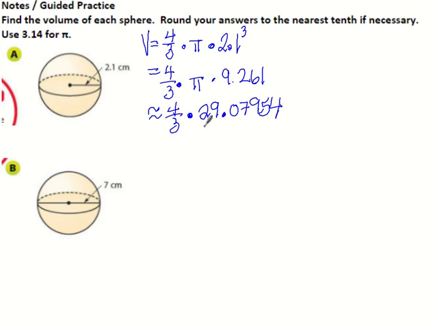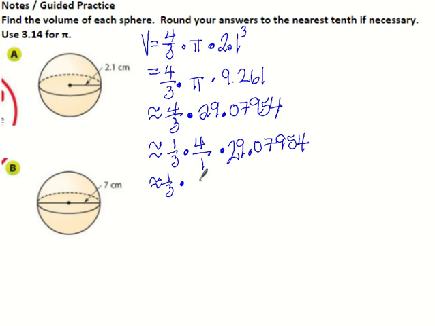What we're going to do is we're actually going to first, and then I'm going to break it up for you. I'm going to go 1/3 times, I'm splitting this fraction up, times 4/1 times this really gross decimal. So what I did is I split this up to show you mathematically what you can do. So I'm going to take this decimal and times it by 4. I'm going to get about 1/3 times 116.31816. And then I'm going to divide by 3.